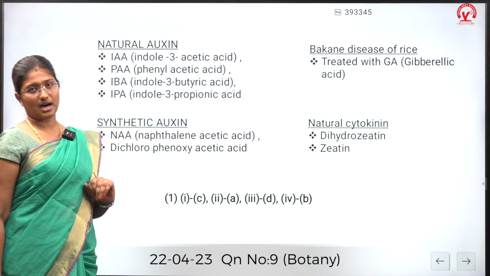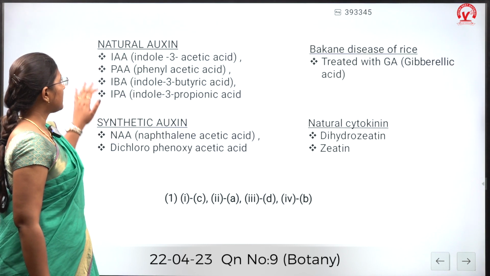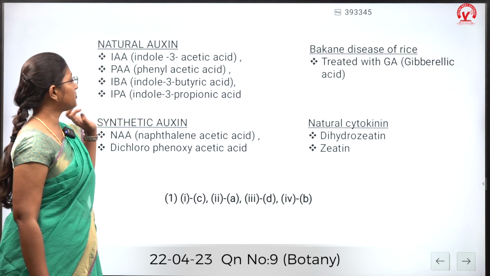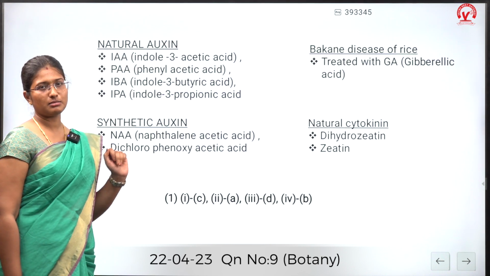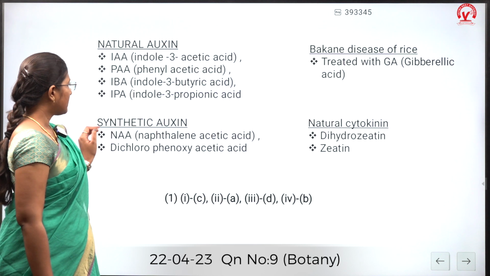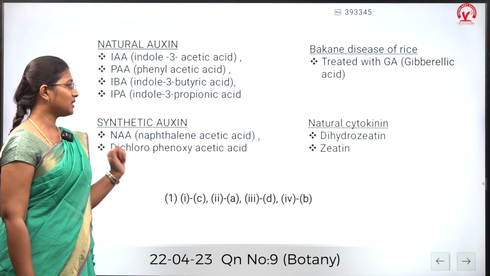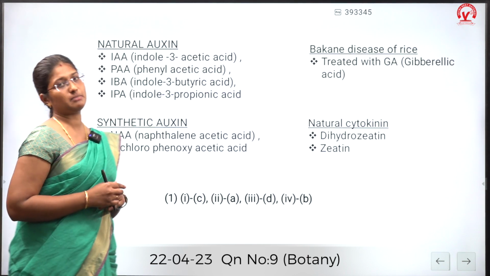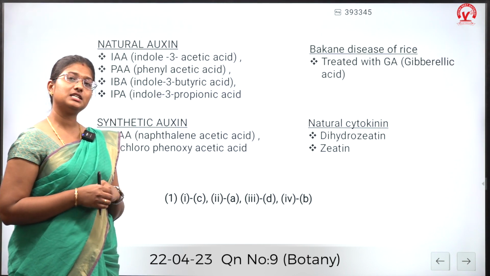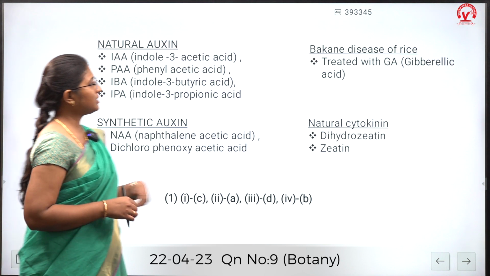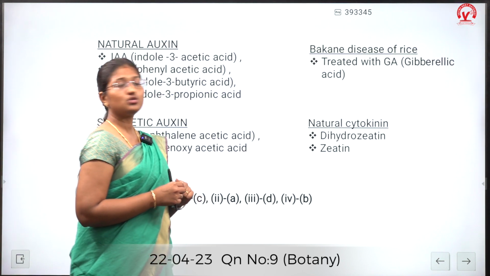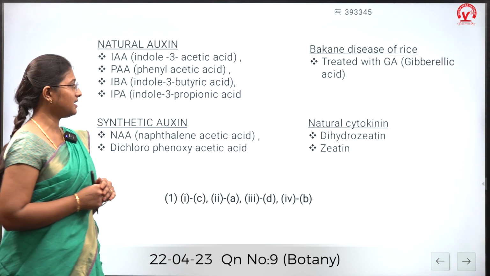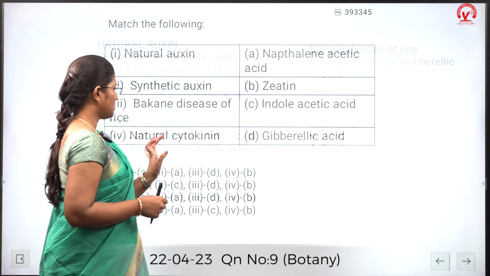Natural auxins are indole acetic acid, indole butyric acid, and indole propionic acid, and a few examples of synthetic auxins are naphthalene acetic acid and dichlorophenoxy acetic acid. And when a rice plant is affected with Bakanae disease, gibberellic acid is used to treat it. And coming to natural cytokinins, two examples are zeatin and dihydrozeatin.